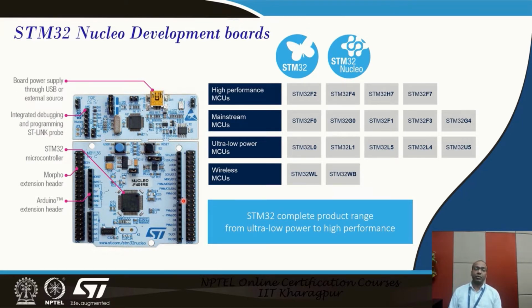There are three types of Nucleo boards: Nucleo-64, Nucleo-144, and Nucleo-32. So this number depends on the pin count of the microcontroller. These Nucleo boards also integrate an ST-LINK debugger or programmer, so there is no dedicated hardware required to program the microcontroller.